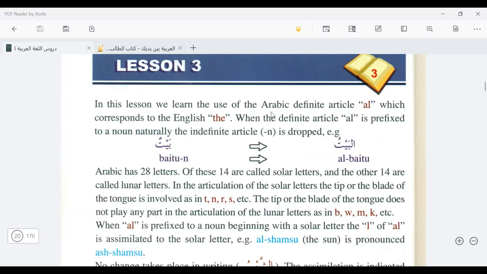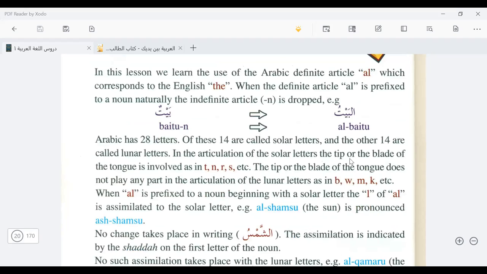In this lesson, we learn the use of the Arabic definite article al, which corresponds to the English the. When the definite article al is prefixed to a noun, naturally the indefinite article an is dropped. Example, baytun, al-baytu. So when we put al on a noun, the end sound of baytun, this double dhamma, will be dropped. We will have only one dhamma, not double dhamma. It was baytun, it will be al-baytu. So the end sound of a noun is dropped when it's prefixed with al. We have to keep that in mind.